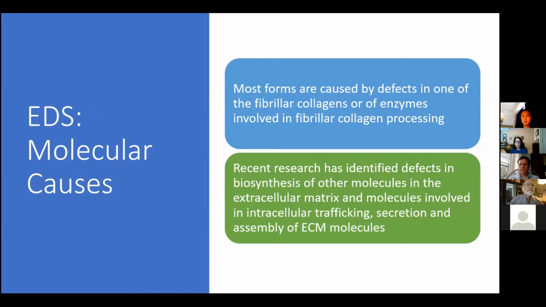So most forms of the Ehlers-Danlos syndromes are caused by defects in one of the fibrillar collagens or of the enzymes involved in fibrillar collagen processing. But there are a number of other rarer types of Ehlers-Danlos syndrome that have been recently found to be caused by defects in the biosynthesis of other molecules in the extracellular matrix and molecules involved in intracellular trafficking, secretion, and assembly of the extracellular matrix molecules.